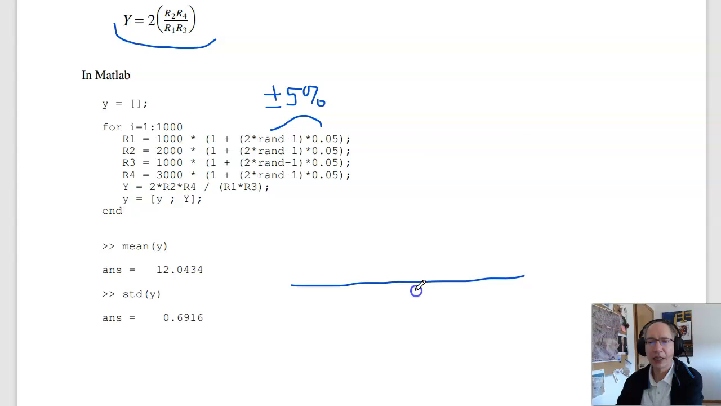So ideally, y should be 12 volts, but actually it's going to have our favorite distribution one more time, this bell-shaped curve. The mean, this is when I did it, is 12.04. And the standard deviation is 0.69. And you should get answers fairly similar.